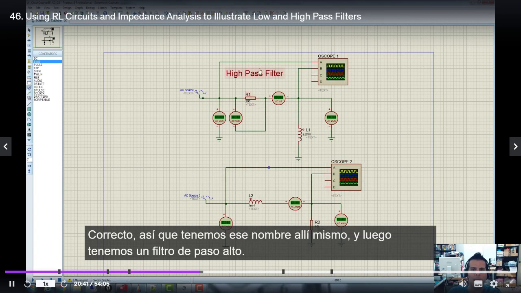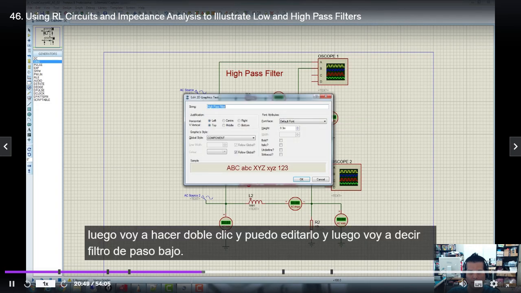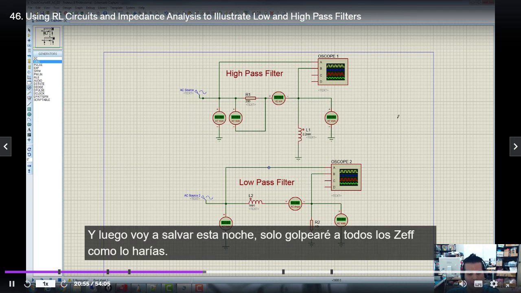And then we've got high pass filter. This is going to end up being a low pass filter. So I'm going to click that, and then I'm going to say copy. I'm going to drag it here. Then I'm going to double click it, and I can edit it. And then I'm just going to say low pass filter, very Windowsy. All right, and then I'm going to save this.